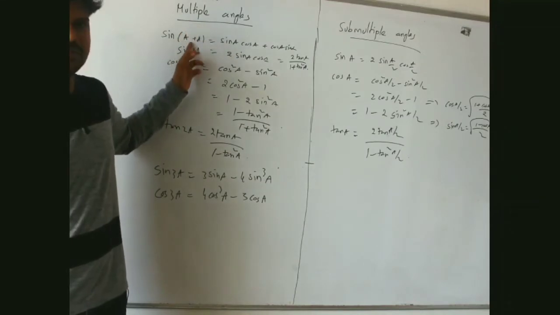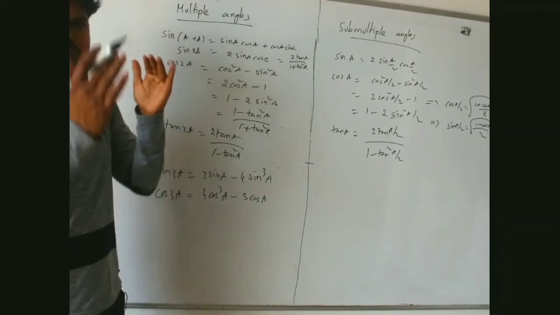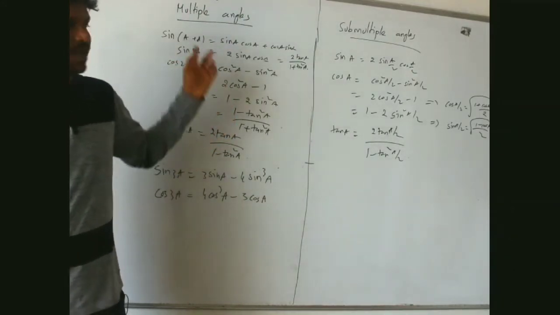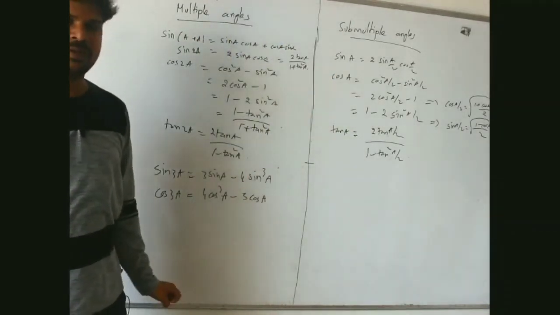Here multiples are in terms of 1, 2, 3, 4 times. Submultiples means going to the reciprocal, that is A divided by 2, A divided by 3, A divided by 4, like that. So whatever formulas we have here, from these only we can deduce those submultiple formulas.